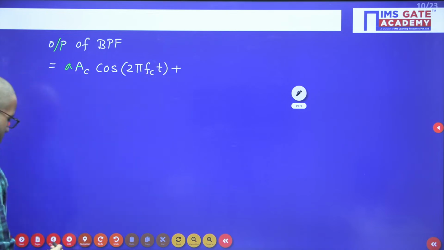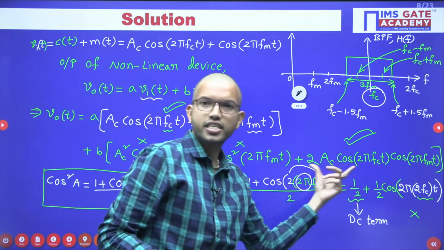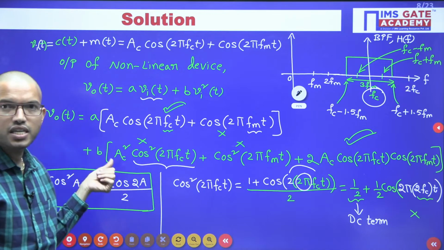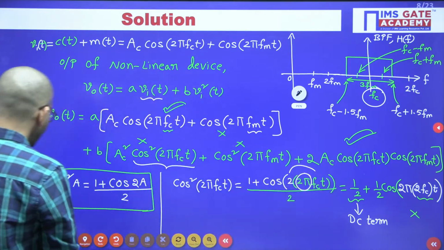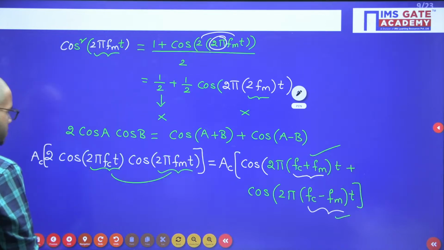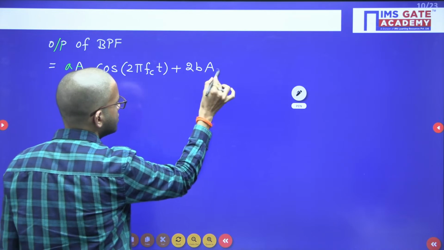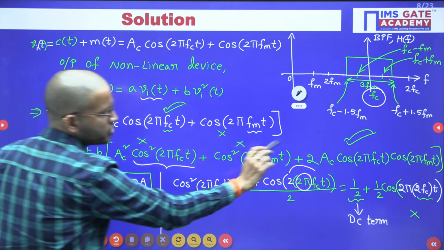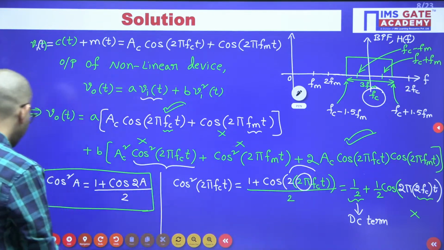Plus, the last term. Here you have this entire term, and for this entire term you have to multiply with B, right? So multiply with B and write this overall term. You are going to get 2BAC, B into 2AC, that is nothing but 2BAC, then cos 2 pi FCT cos 2 pi FMT, right?